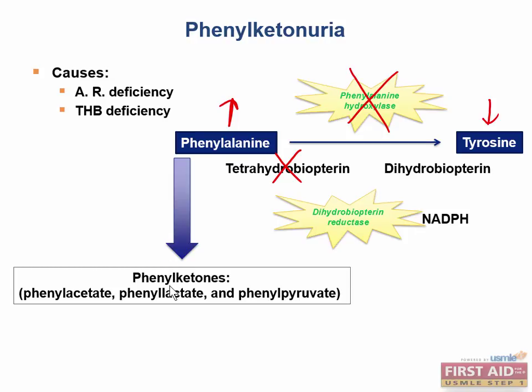These phenylketones get spilled into the urine, thus the clever name of phenylketonuria. Tyrosine is then going to become an essential amino acid. Since phenylalanine cannot get converted into tyrosine, and if it's not consumed in the diet, the catecholamines cannot be produced. So tyrosine becomes an essential amino acid required in the diet.